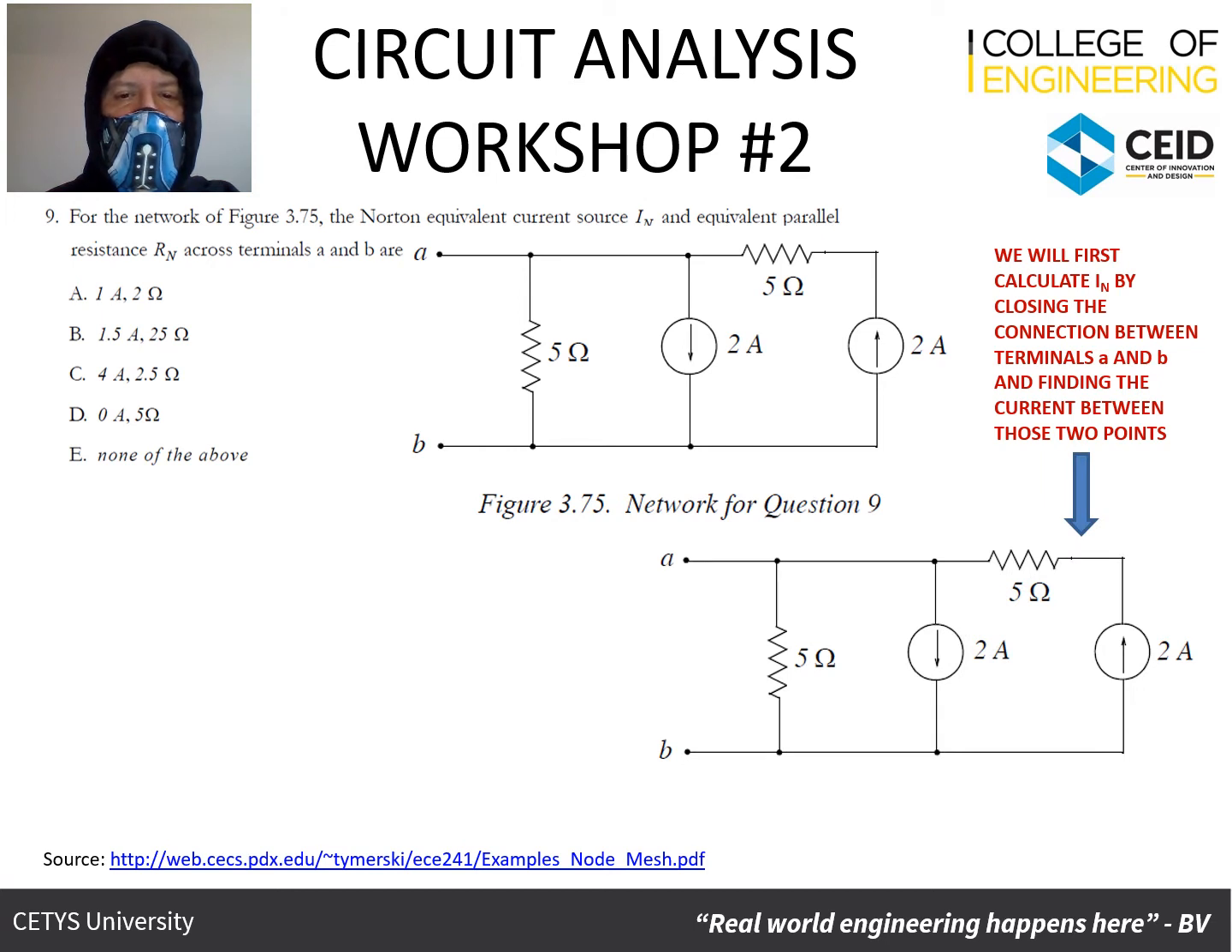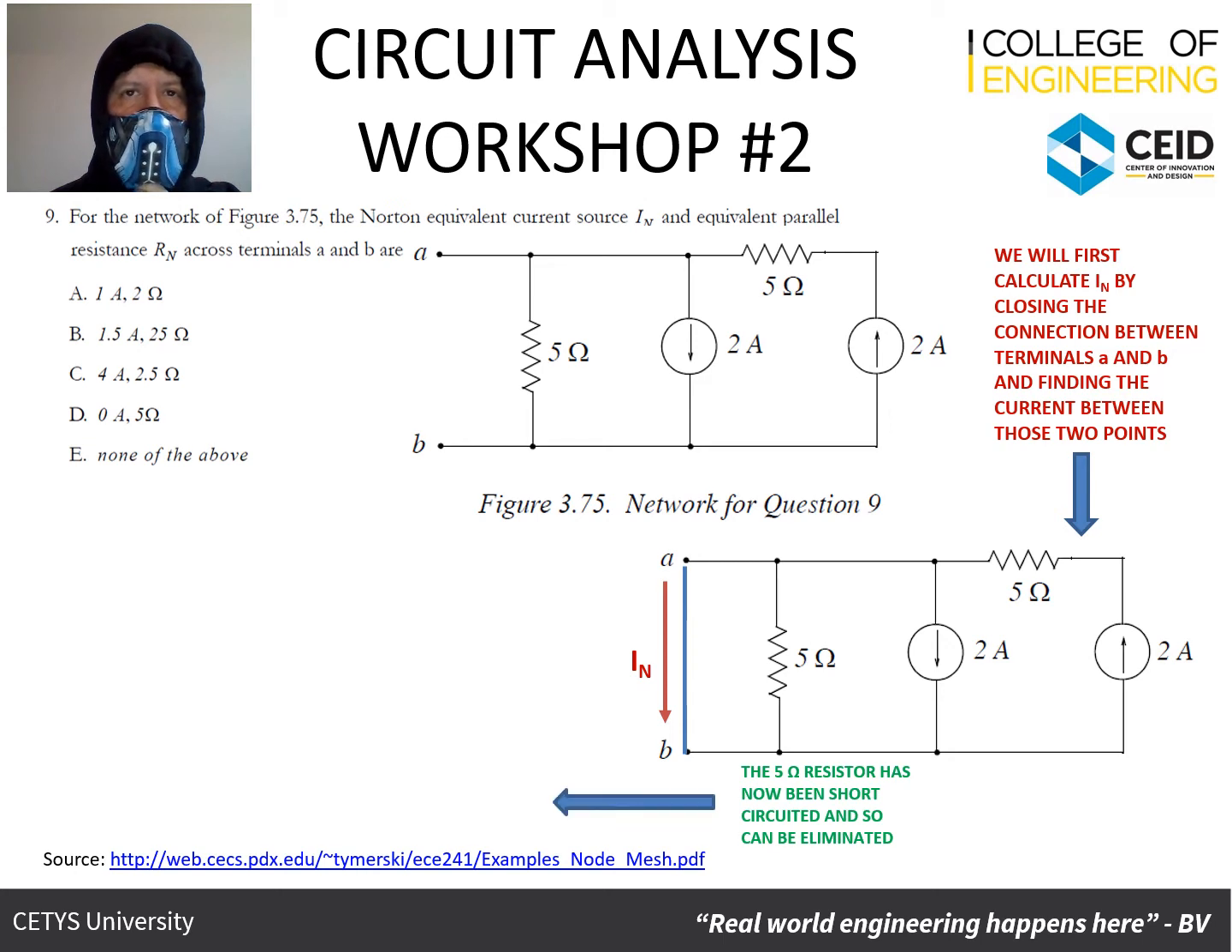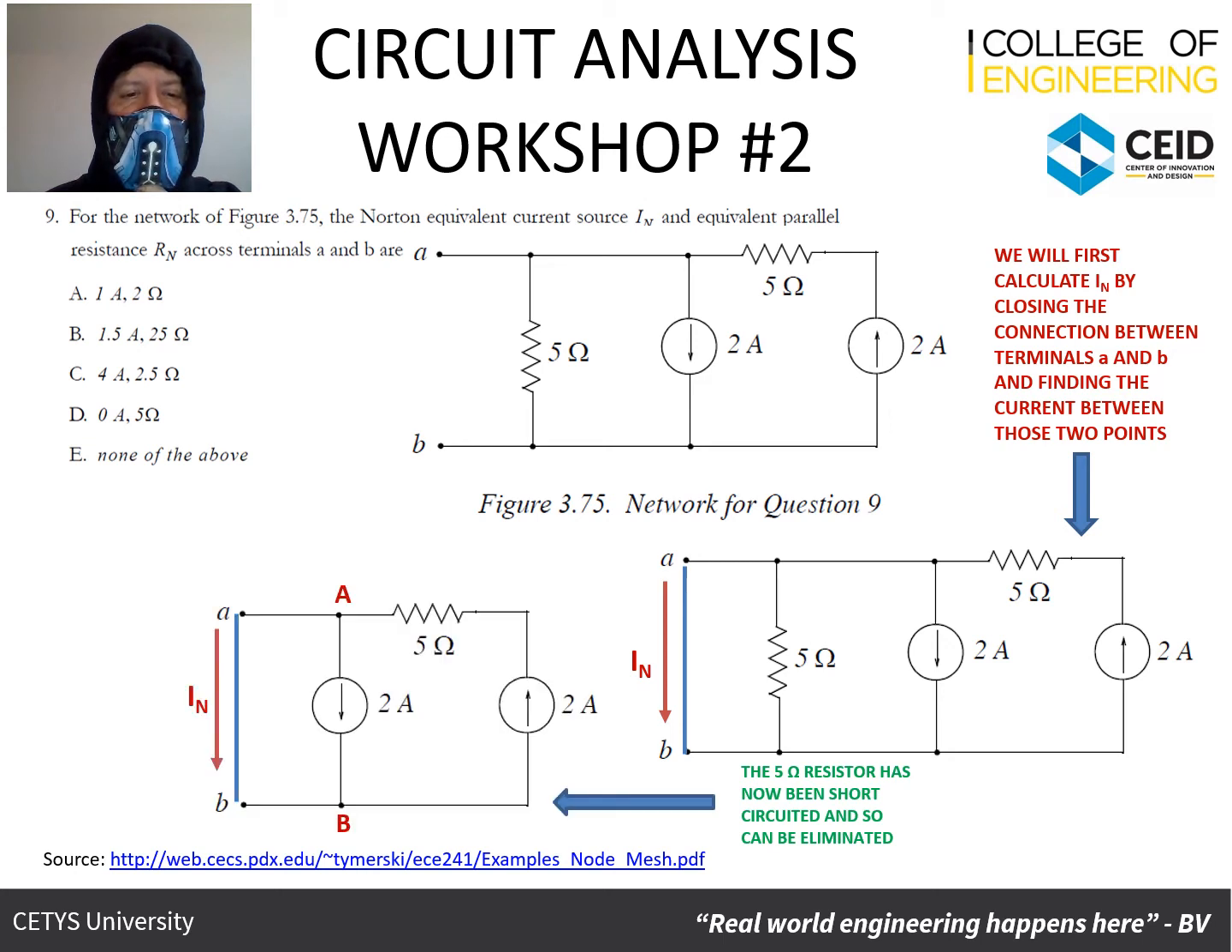As we see here, once we close the points A and B, a virtual short circuit is generated and the 5 ohm resistor ceases to have any effect in the circuit. Therefore, we are left with an equivalent circuit where the 5 ohm resistor can be eliminated. And so we now have a current between points A and B that we may calculate.